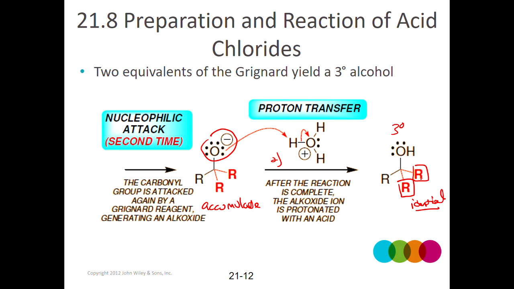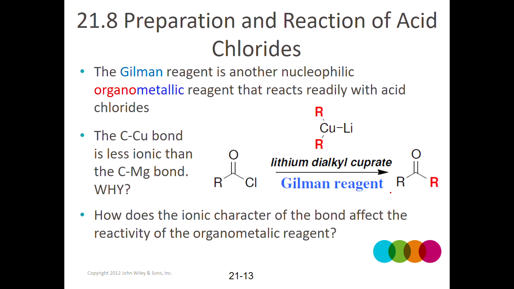So that's something to look for. If I ask you to synthesize a tertiary alcohol and you see 2 of the attached R groups are identical, that's a good sign that this would be a convenient route to synthesize that. So, what if we want to stop at the ketone though?